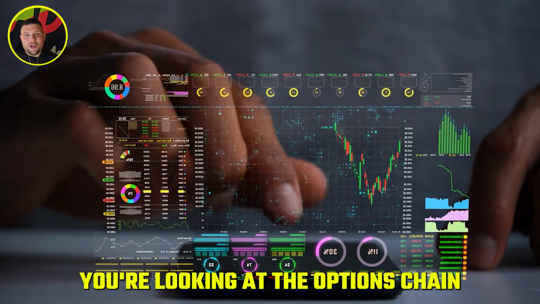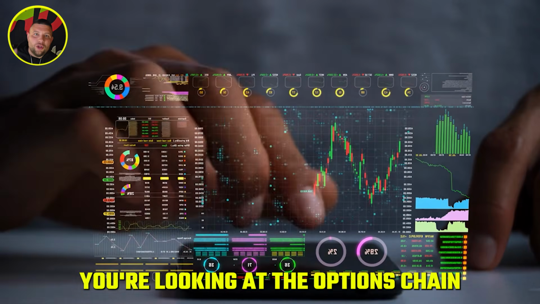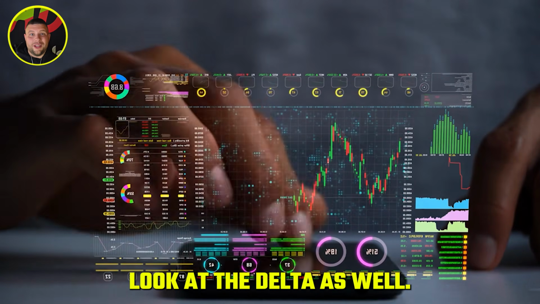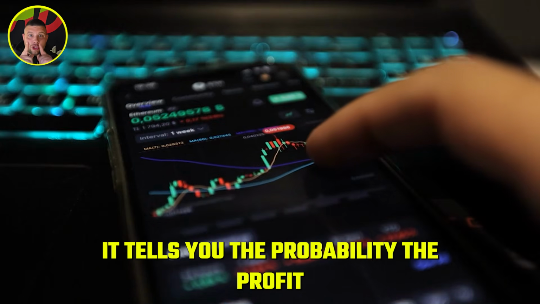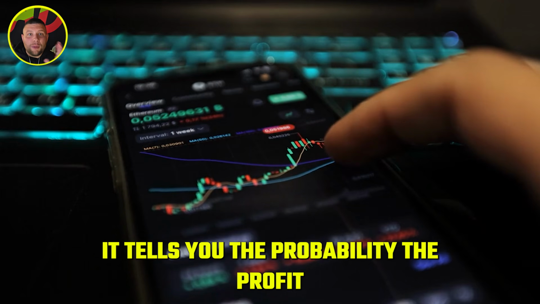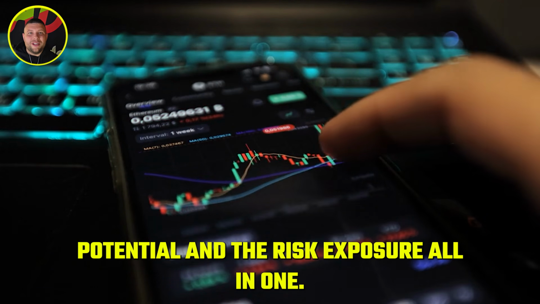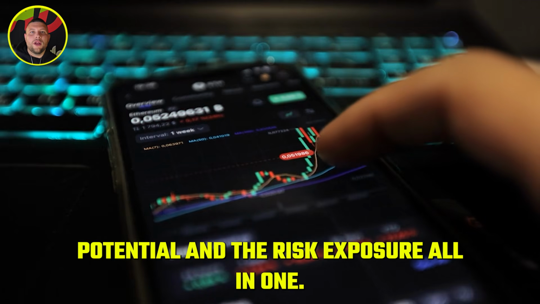So, the next time you're looking at the options chain, don't just look at the price, look at the delta as well. It tells you the probability, the profit potential, and the risk exposure all in one number.